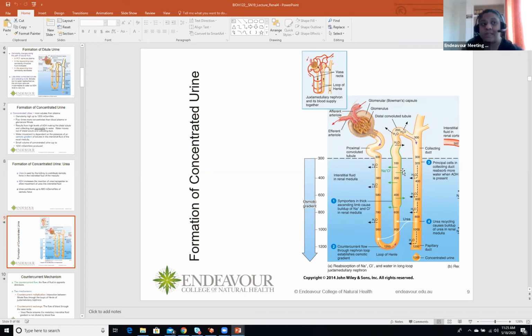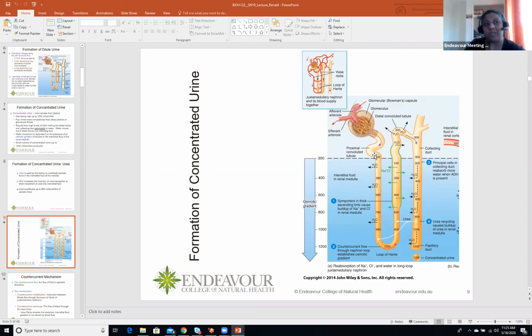So as I said, as you go down deeper into the medulla, the concentration of salts in this region increases. The interstitial fluid becomes more and more salty as you go deep down into the medulla. And this is because of the active pumping out of the salts by the ascending limb of the loop of Henle. So let's have a look at the osmolarity gradient here, to understand how the concentrated urine is being formed.